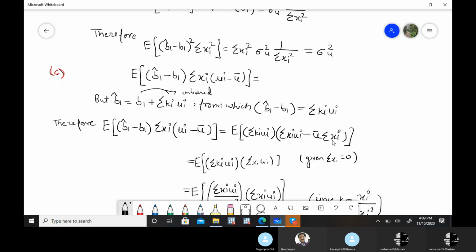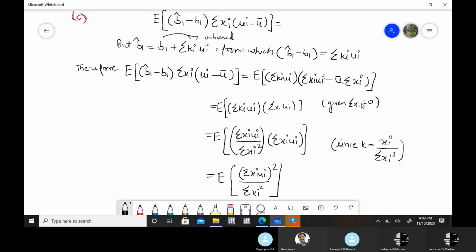now here summation xi, we know it's equal to 0. So this term will cancel out, this particular term. It will remain with the summation ki ui and summation xi ui. So if we put this ki value here, which is equal to xi upon summation xi square. So this is xi upon summation xi square. It's a double square and summation xi square.